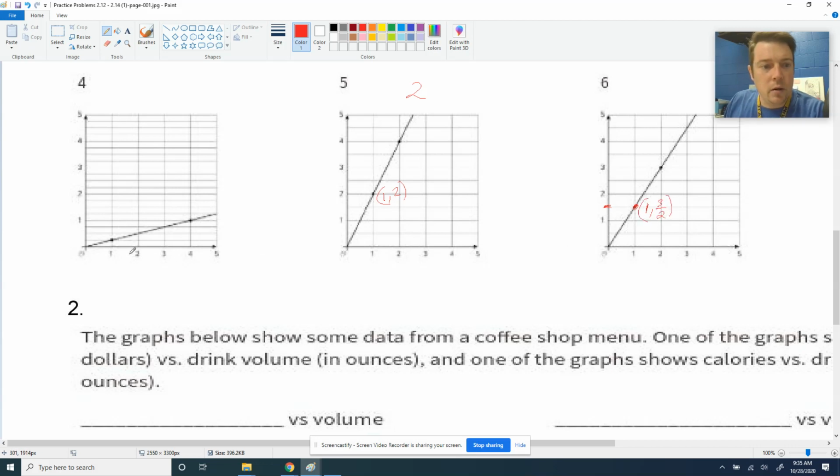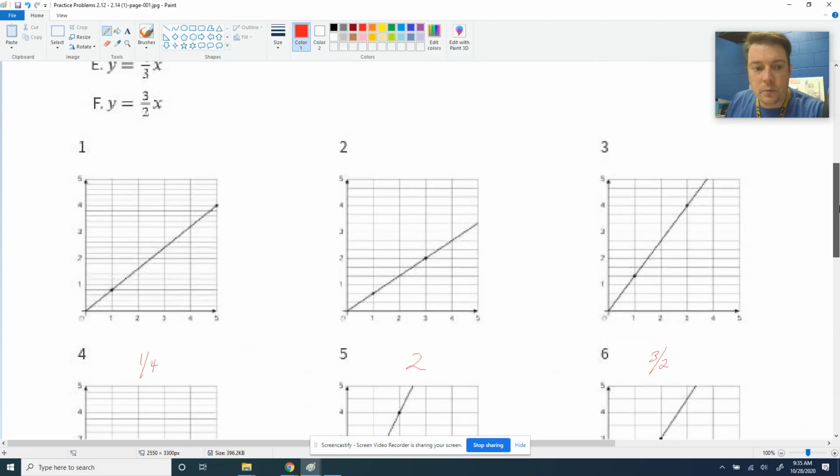And then over here, when x is 1, it looks like this has been split up into 1, 2, 3, 4 sections. So it looks like this would be 1/4. So this would be 1, and the constant of proportionality would be a quarter. So I'm going to put a quarter for this one. This one was 3/2, or 3 halves. Let's look at the other 3.